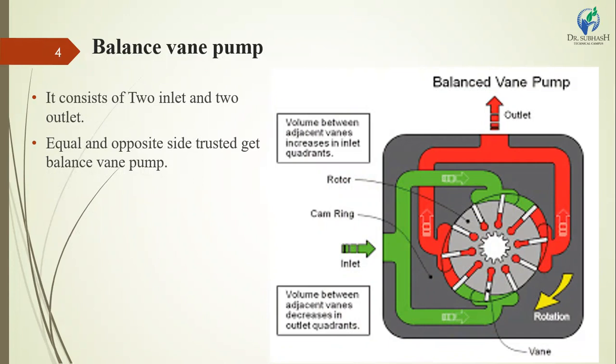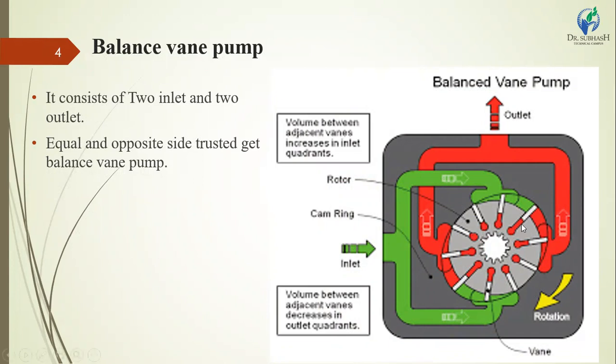Here, the center of the rotor is balanced from both sides. This green line represents the inlet side, and the yellow line represents the outlet side, meaning discharge. The rotation of this pump is in a clockwise direction. In this type of pump, two inlets and two outlets are employed. Due to this, the equal and opposite side thrusts get balanced, and hence this type of pump gives better service and longer life.